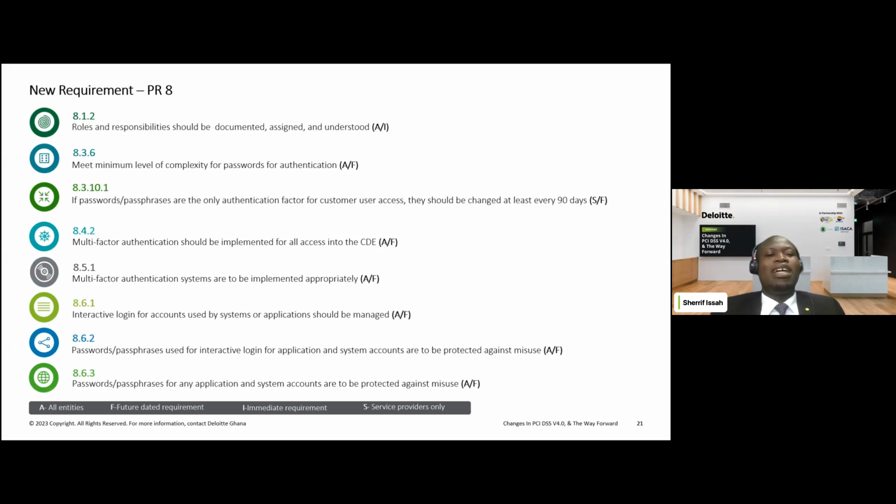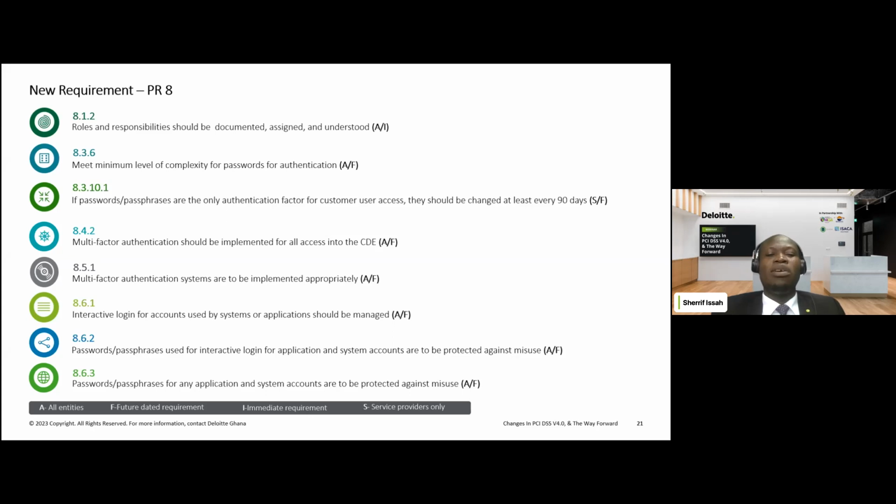8.3.6 says that there's a need to meet the minimum level of complexity for passwords for authentication. So what 8.3.6 is saying is that if there's a need to use only single factor authentication, which is username and password, in using that password, you need to make sure that it meets the complexity. So the complexity is that it should be alphanumeric, there should be numbers, there should be letters in there, and also it should meet the minimum of 12 characters. From 3.2.1, we're looking at about 8 characters. Now it's saying there should be a minimum of 12 characters that the password needs to meet.